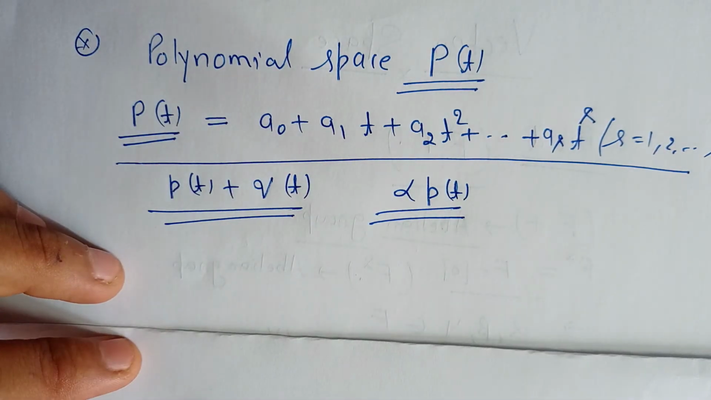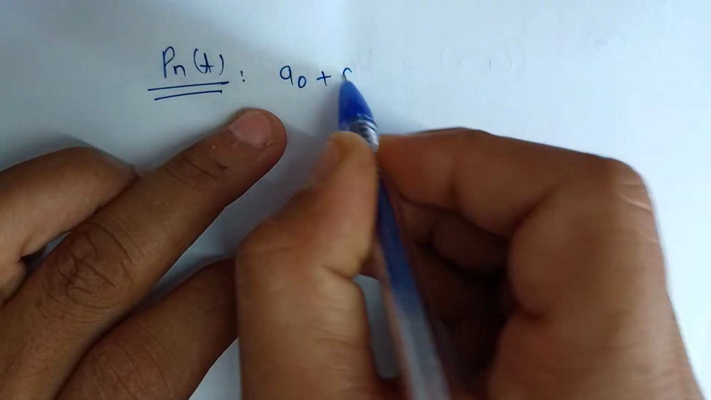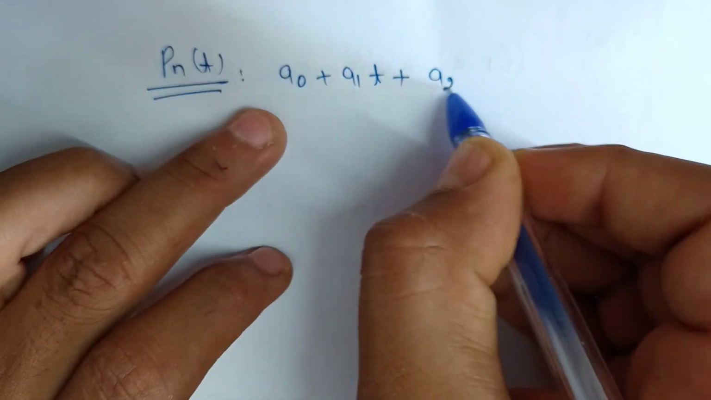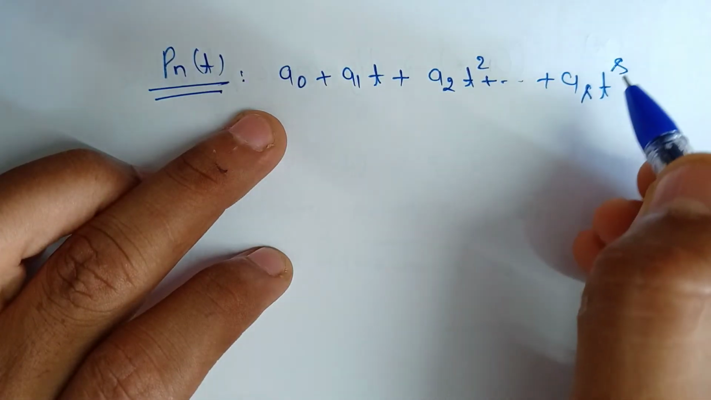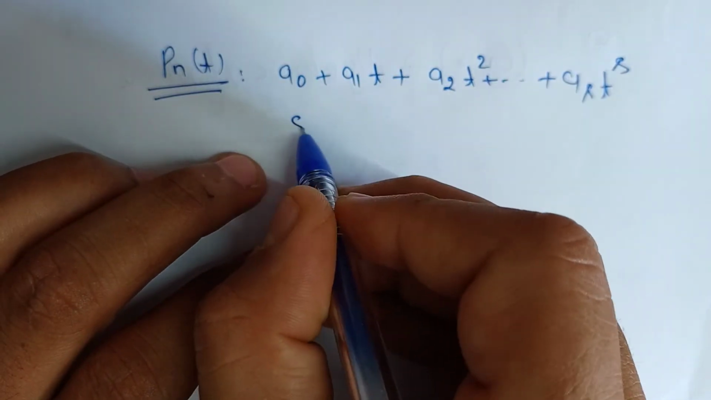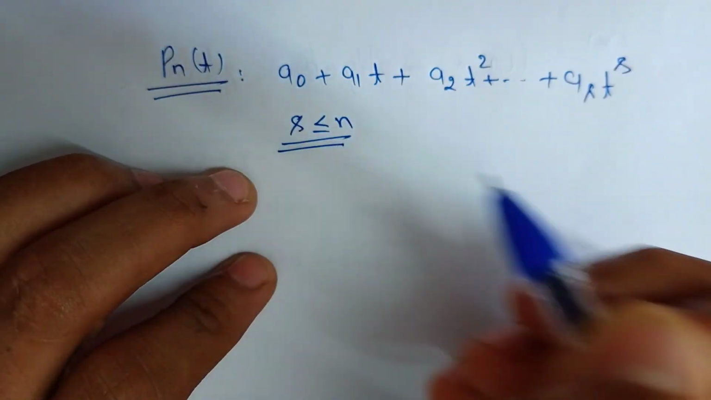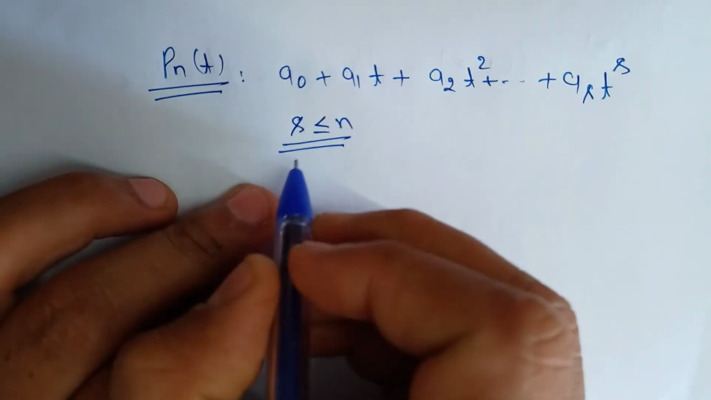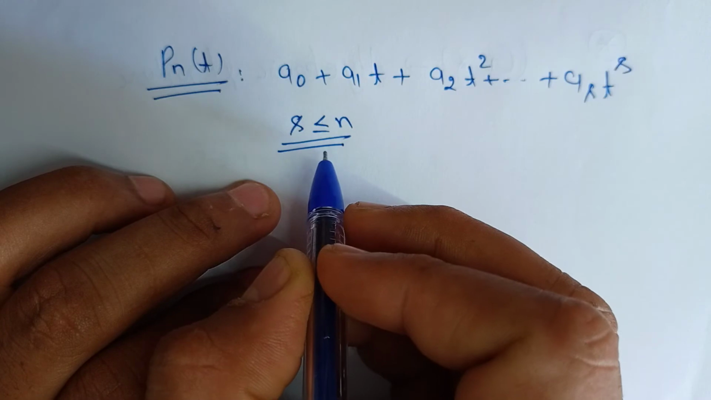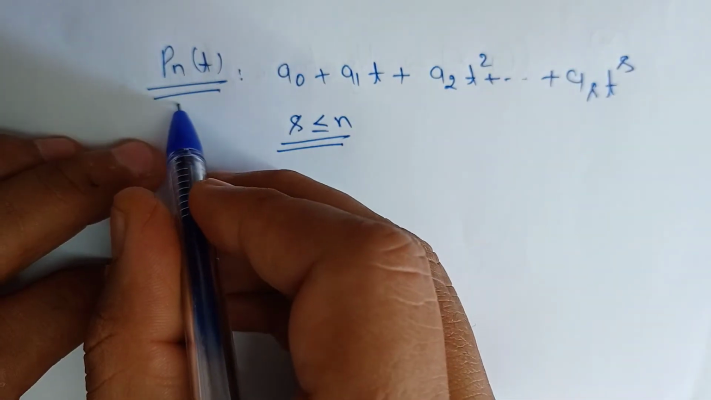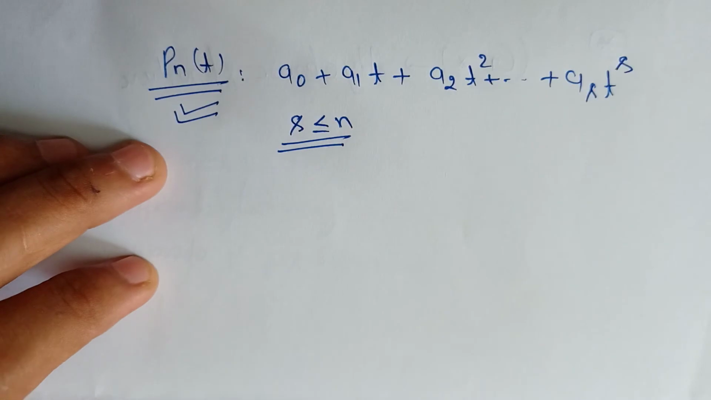Fine. And in the same vector space, if you restrict the degree of the polynomial, we say Pn(t) means the set of all polynomials of degree less than or equal to n. So this is a0 plus a1t plus a2t square plus up to as t power s, where s is less than or equal to n. So the set of all polynomials up to degree n also forms a vector space.